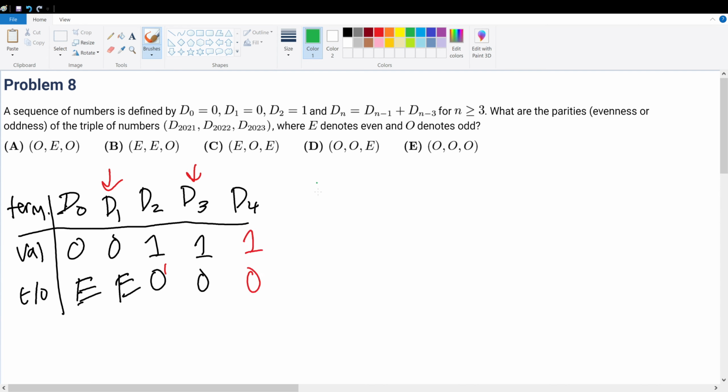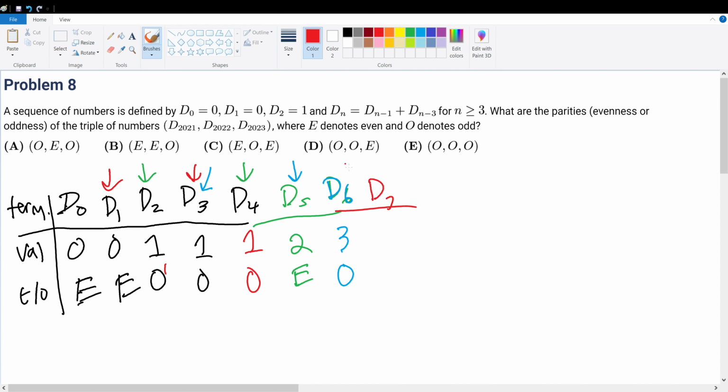What about D of 5? D of 5 will be D of 4 plus D of 2, which gives me 1 plus 1 is 2, which is an even number. Now let's consider D of 6. Let me change color, that will be blue. D of 6 will be equal to D of 5 plus D of 3, which gives me 3, an odd number. Now let's change it back to red. What is D of 7? D of 7 will be equal to D of 6 plus D of 4, which gives me 3 plus 1 is 4, an even number.